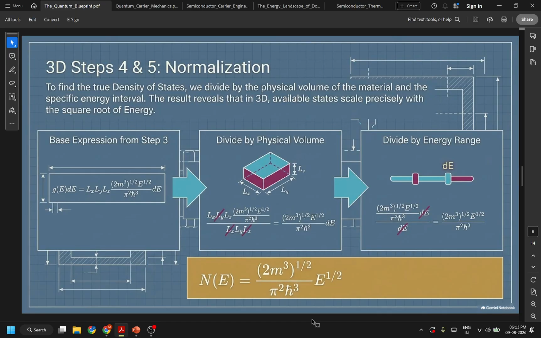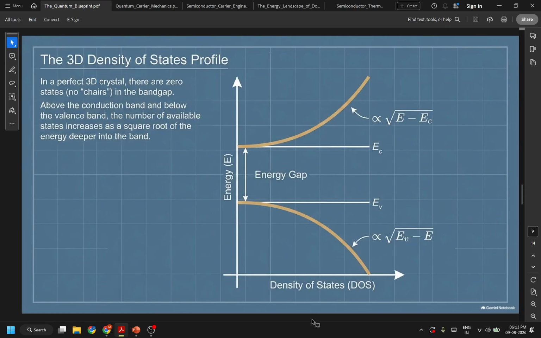So now we normalize it. To find the true density of states, we divide by the physical volume of the material and the specific energy interval. This reveals that in 3D, the number of available states scales precisely with the square root of energy. So we divide by physical volume and by dE. This gives us the density of states as 2m^(3/2) over 2π² ħ³ times E^(1/2).